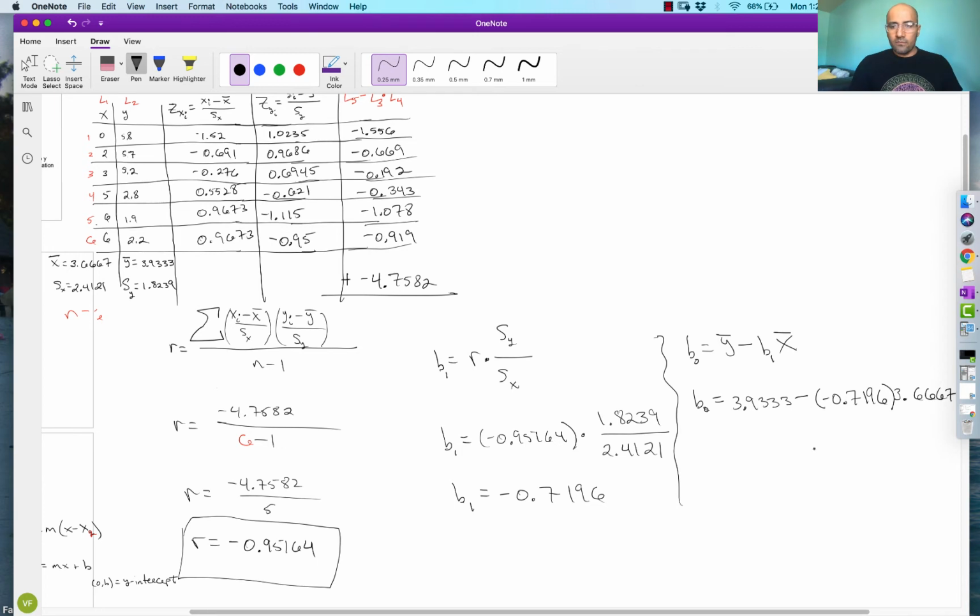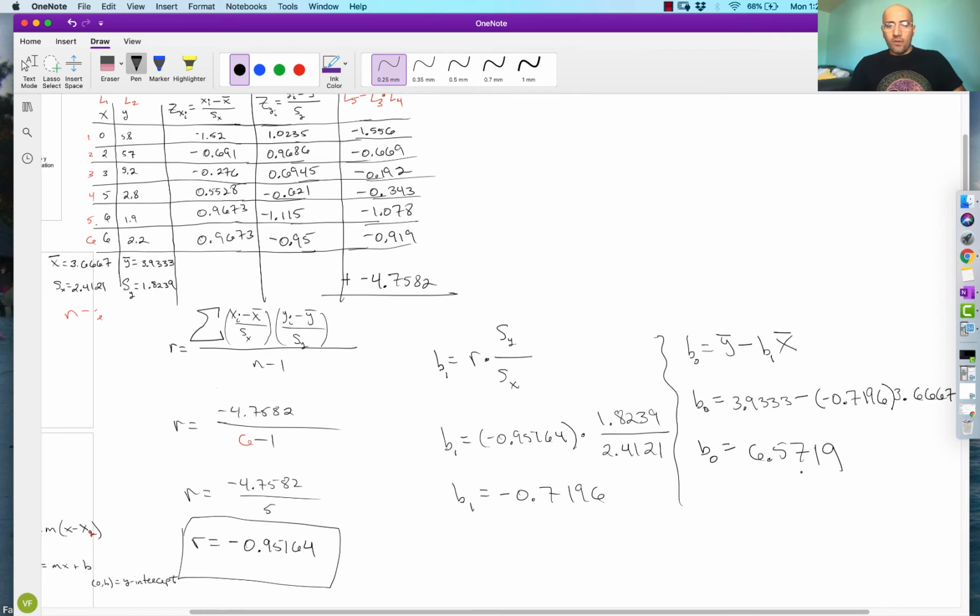Okay, so let's type that into my calculator. Remember, a negative times a negative is a positive, so I'll end up with 0.7196 times 3.6667, and then we add that to 3.9333, and I end up with approximately 6.5719.